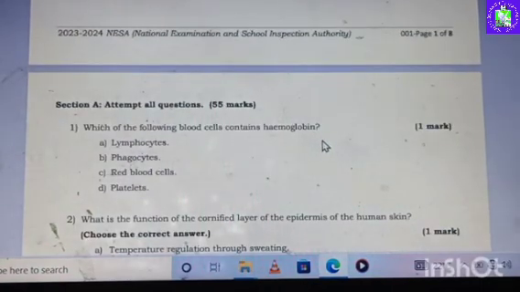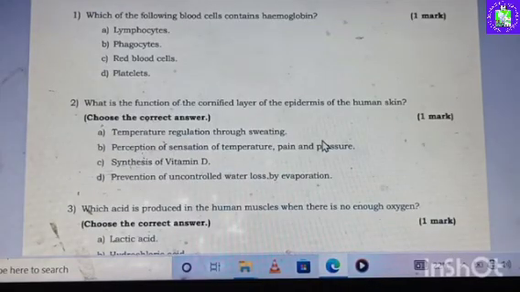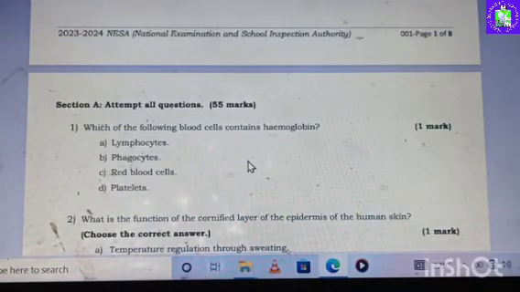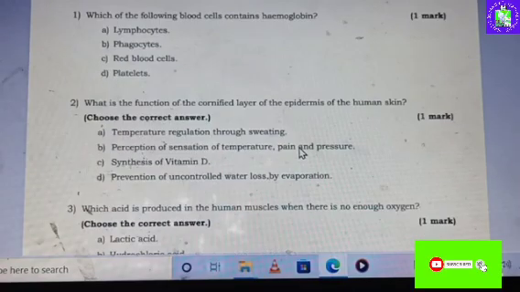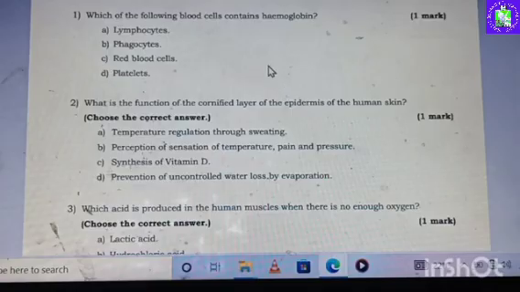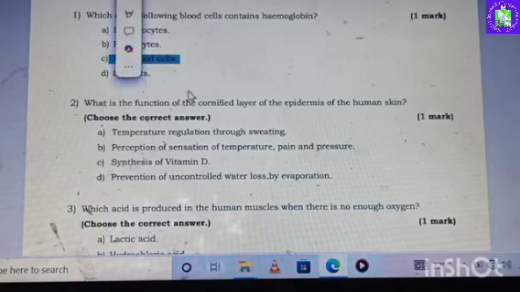Section A, attempt all questions, for 55 marks. Which of the following blood cells contain hemoglobin? First one, the lymphocytes. Is it correct? No. Phagocytosis means cell eating, not containing hemoglobin. Red blood cells contain hemoglobin because they transport gases. The correct answer is letter C.